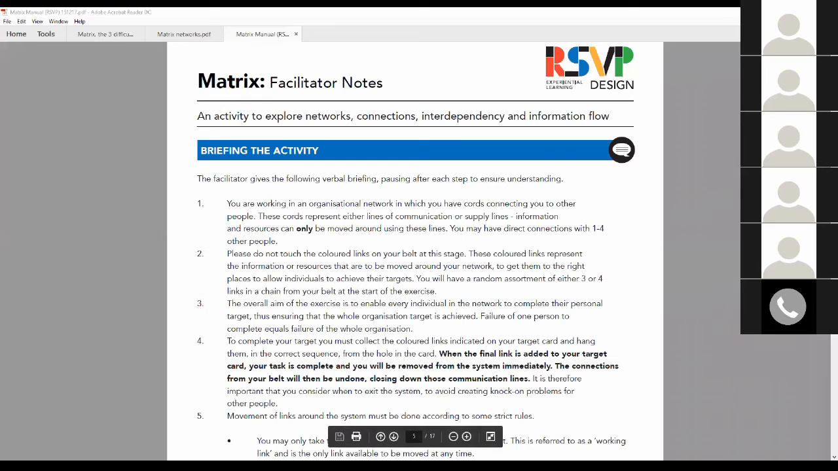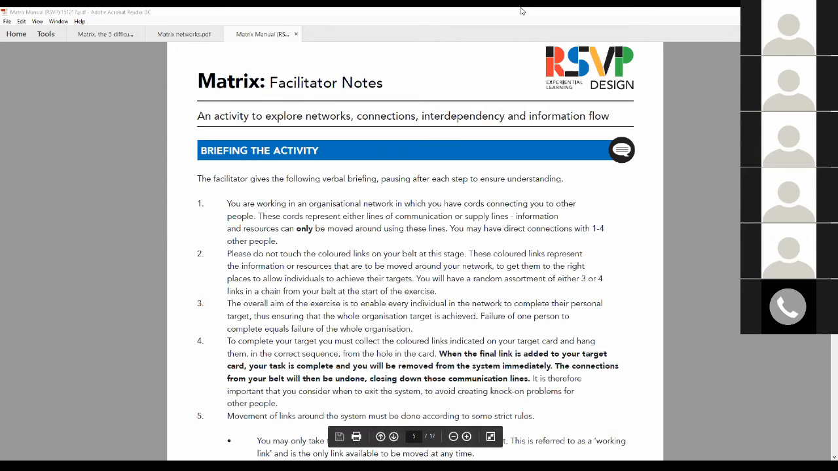So here are the briefing notes, and what I do, as I said, is put the group into the network before you brief them up on this. It really does focus the mind, and also they can relate these instructions to what's happening around them. So these are the verbal notes I would give.